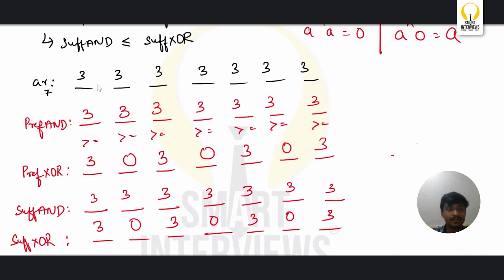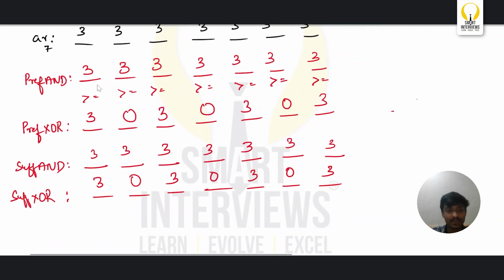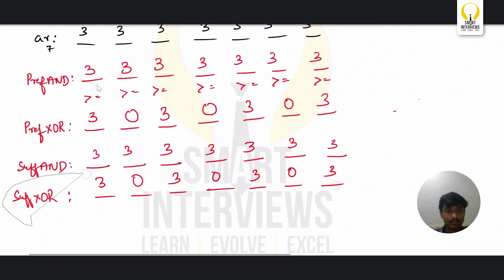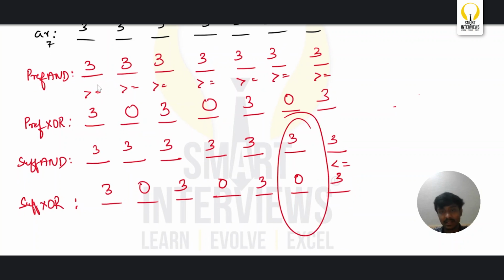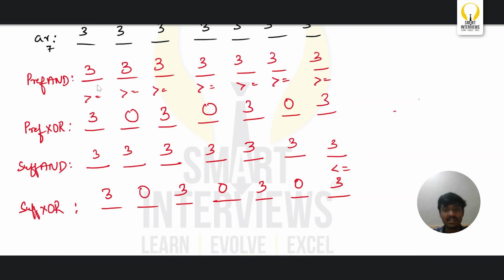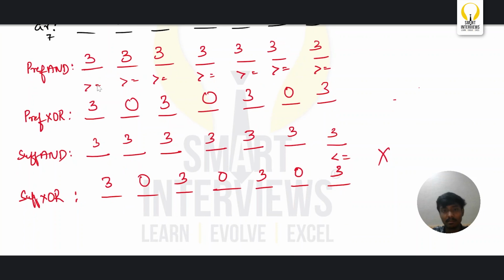Now, what is the condition? Suffix and should be less than or equals to suffix XOR. Okay, fine. Let's check that. Here it is greater. Now we should check for less than or equals to. Is 3 less than or equals to 3? Okay, it is equals to. Now coming to here, is 3 less than or equals to 0? No. So that means our second condition is not matching.